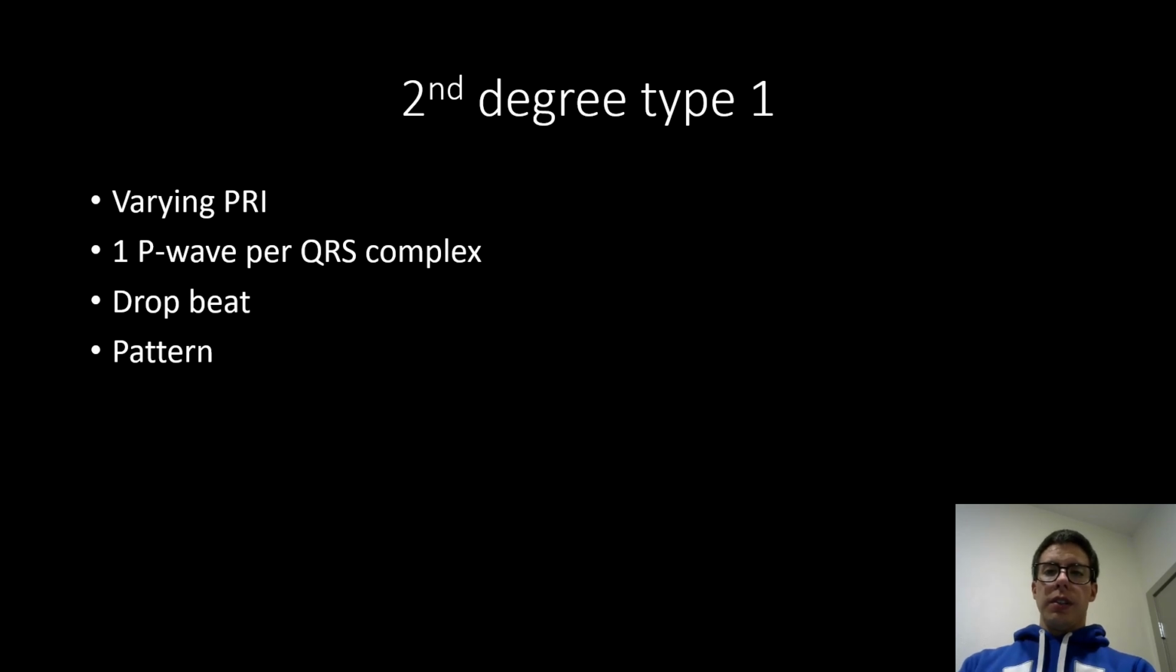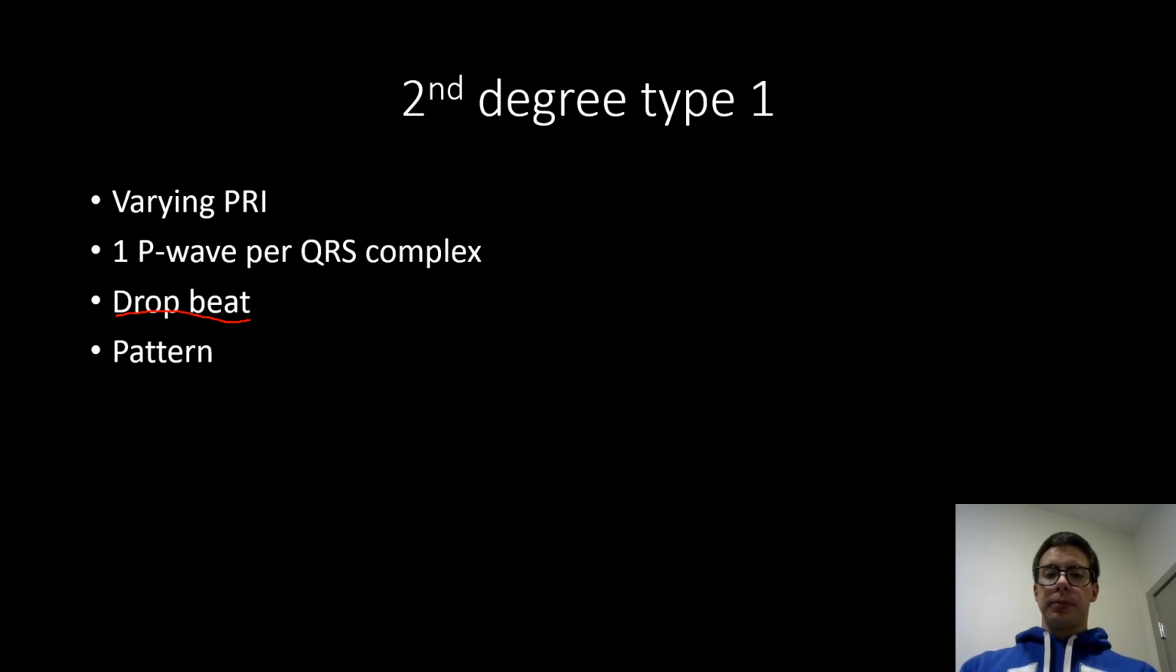So second degree type 1 AV block, there's going to be a varying PR interval. There will still be one P wave for every QRS complex. It'll just be a difference in interval. And then there'll be a drop beat, or I shouldn't say a missing beat. There'll be a P wave that doesn't conduct a QRS complex, and there's a pattern to it.